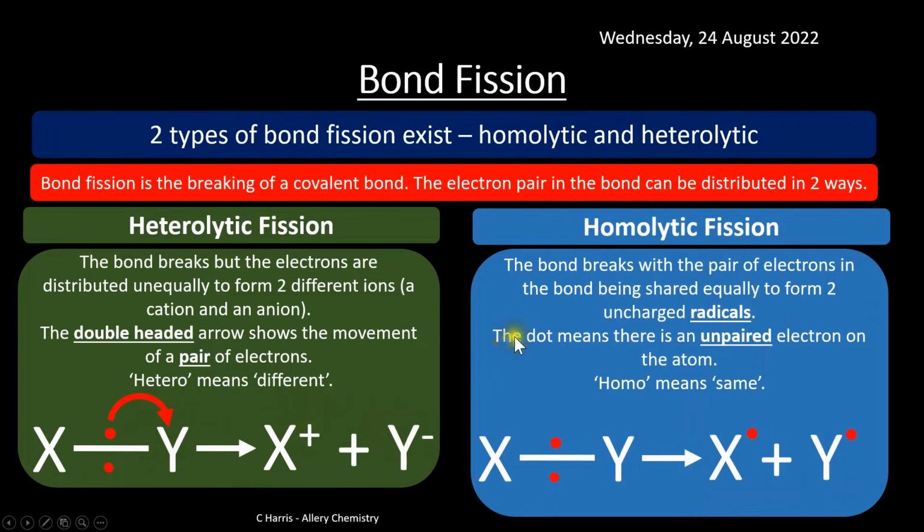Homolytic fission is where the electrons in the bond are distributed equally. The bond breaks with the pair of electrons being shared equally, and we form radicals instead. So we've got a little dot on the top there, which means we've got an unpaired electron. Homolytic means it's been split the same. It's an equal split of the electrons.